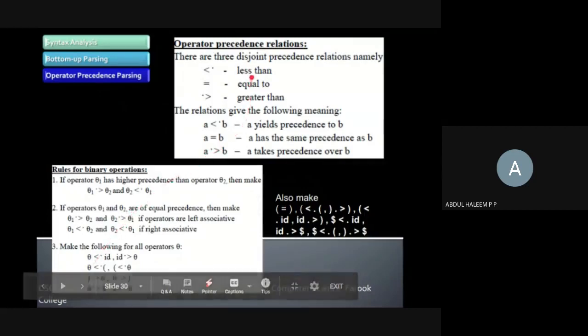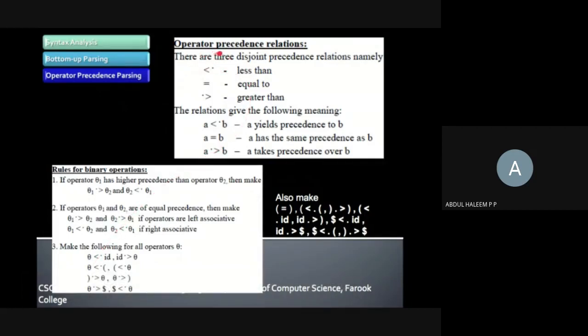Here we talked about setting operator precedence relations. There are these three operators: less than, equal to, and greater than, with a dot placed within the less than, a dot with the greater than, and an equal to with a dot. This is how these operators are used for specifying the precedence relationship between operators in an operator precedence grammar.